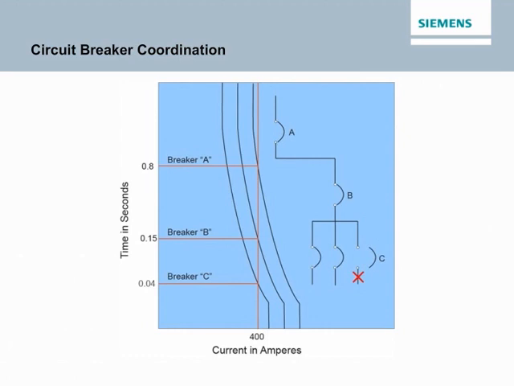In this example, circuit breaker C is set to trip if a 400 amp fault current remains for 0.04 seconds. Circuit breaker B will trip if the fault remains for 0.15 seconds, and circuit breaker A will trip if the fault remains for 0.8 seconds. If a 400 amp fault occurs downstream from circuit breaker C, it will trip and clear the fault, and circuit breakers A and B will not trip.